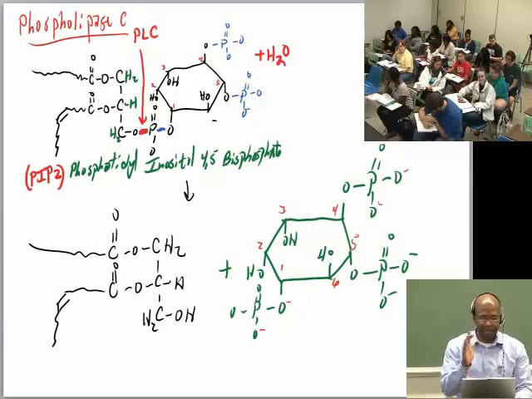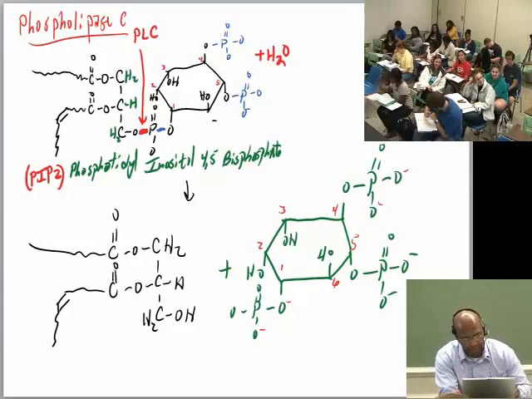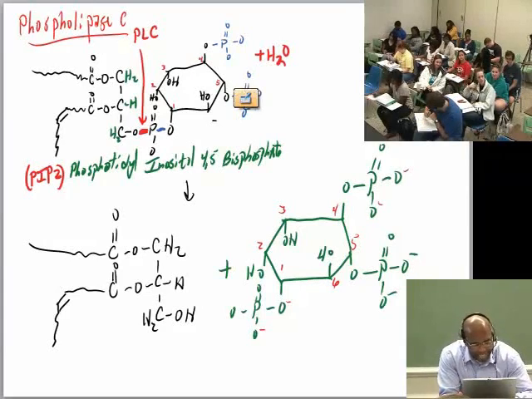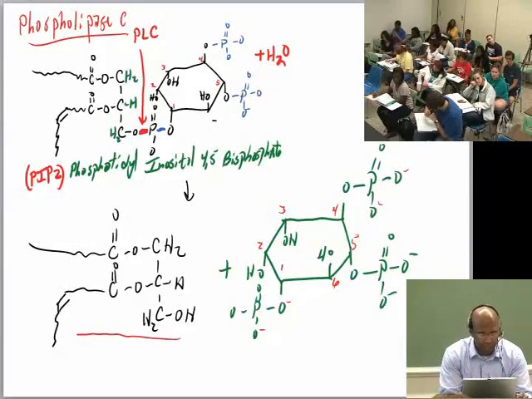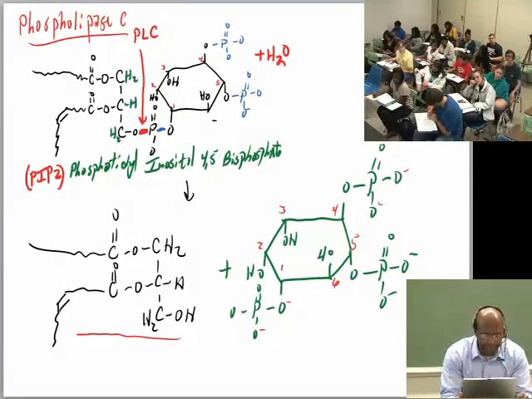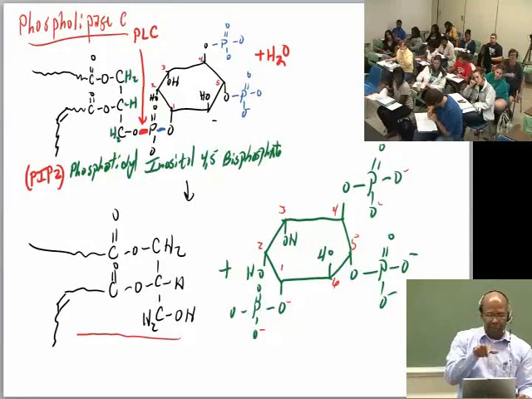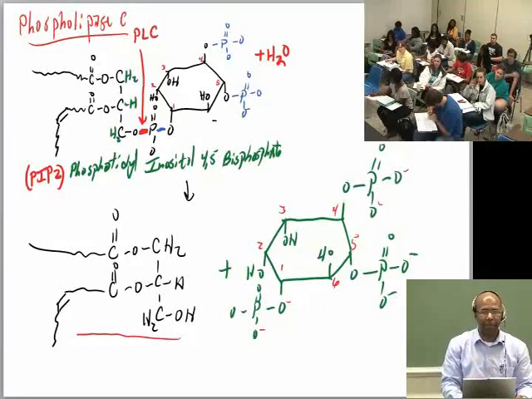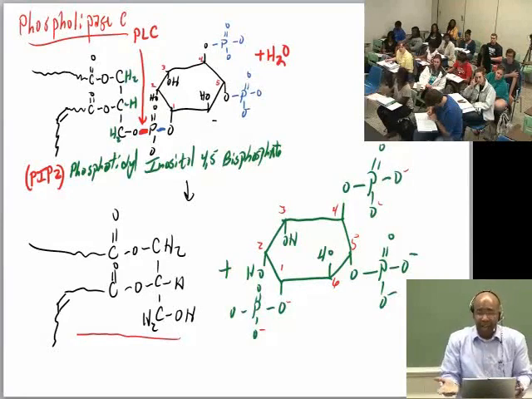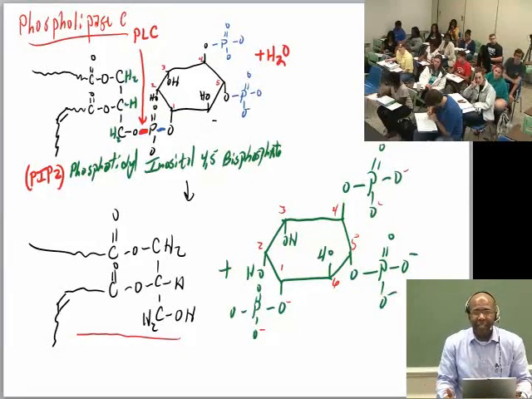Now let us name these products. Does anyone have any idea what the name of this first one is? I'm going to underline it so you'll know on the video. Okay, let me ask you this then. If I had another fatty acid attached to this glycerol, what would it be? It doesn't have a phosphate. It can't be phosphatidic acid.